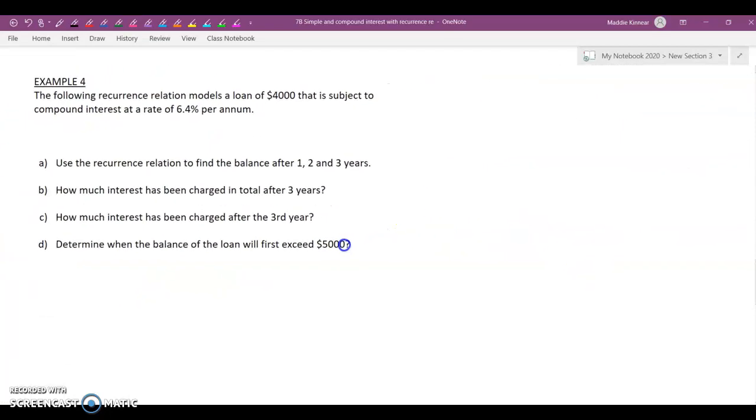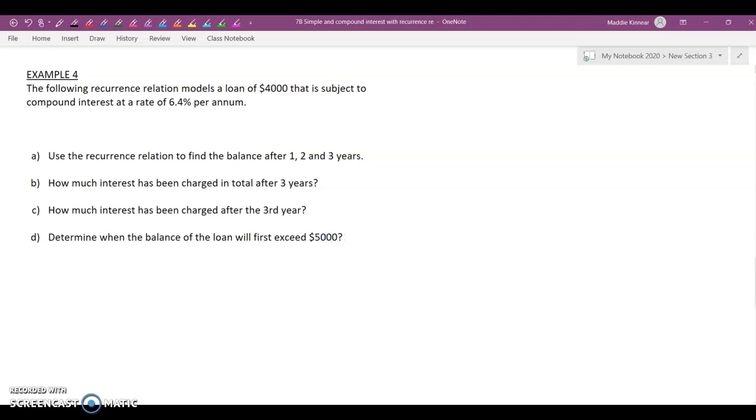Okay, this next question is going to be a calculator question. It says the following recurrence relation models a loan of $4,000 that is subject to compound interest at a rate of 6.4% per annum. Use the recurrence relation to find the balance after 1, 2, and 3 years. So we first of all need to construct the recurrence relation. So we need to say, well, A0 is my principal, $4,000, and A(n+1) is going to be equal to A(n) times 1 plus i. And remember, i is the decimal equivalent of this percentage, which is 0.064.